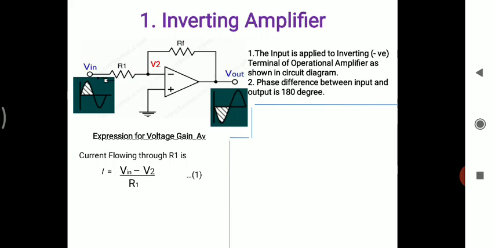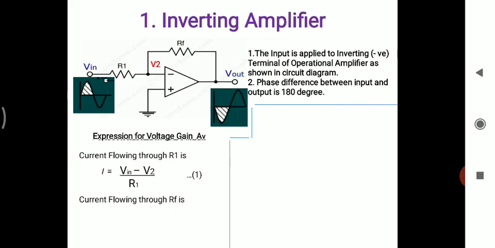Similarly, we need to calculate the current flowing through resistance RF. RF is nothing but, as I have told you, the feedback resistance. What is the current flowing through this resistance RF? Again we consider the voltage drop across resistance RF divided by the resistance RF, which will give the current flowing through resistance RF.